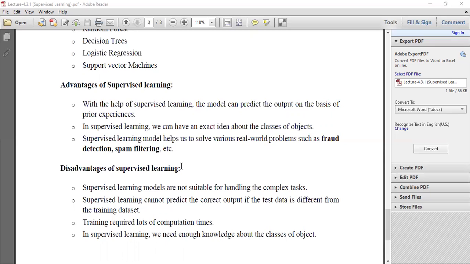Okay, the training requires lots of computation time, obviously, because when you train your data sets, it must consume lots of time. In supervised learning, we need enough knowledge about the classes of objects. Okay, thank you.